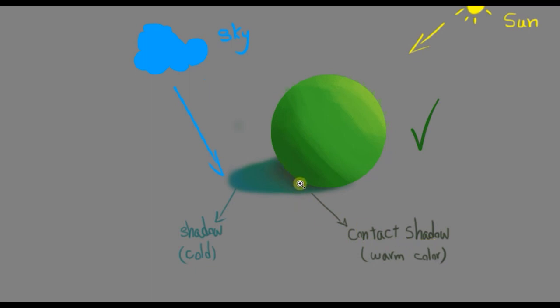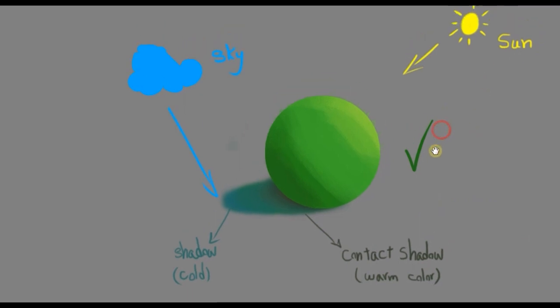In this area, because the two objects are very close to each other, it's darker than the other part. It's very close to the object. This area is called the contact shadow area, and it must have a warmer color because it's not as affected by the sky. This part is very cold because it's very affected by the sky, but this area is not. Okay, so let's return to our point.